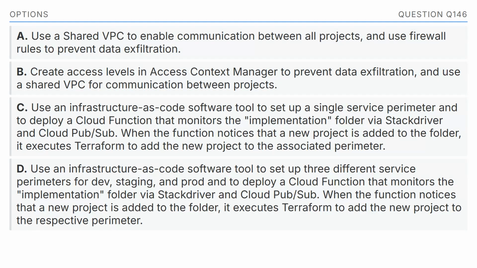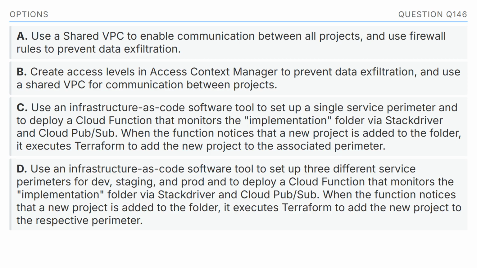The options are Option A, use a shared VPC to enable communication between all projects, and use firewall rules to prevent data exfiltration. Option B, create access levels in Access Context Manager to prevent data exfiltration, and use a shared VPC for communication between projects.